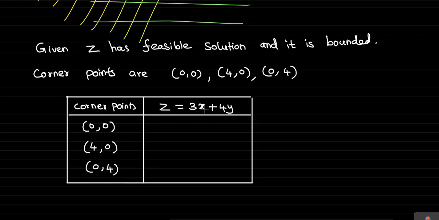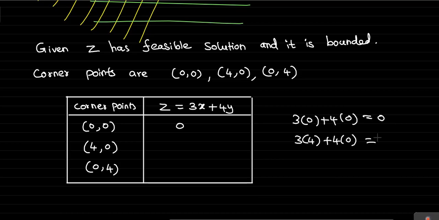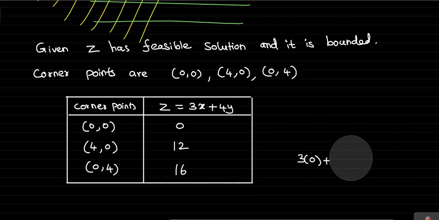One by one, let's substitute 0 comma 0, 4 comma 0, and 0 comma 4. If we substitute x as 0 and y as 0, the result is 0. Okay. Next, if you replace x with 4 in this Z, 3 times 4 plus 4 times 0, which gives you 12 plus 0, the result is 12. Okay, next 0 comma 4, if you replace, 3 times 0 plus 4 times 4, which is 16, we are getting.